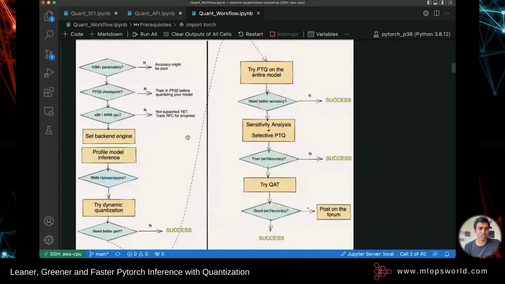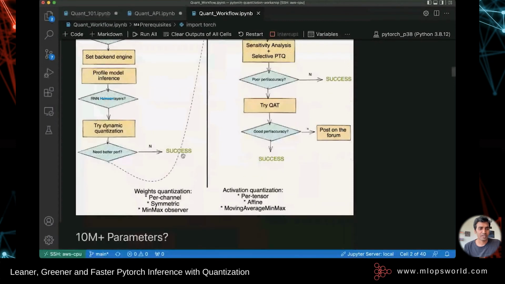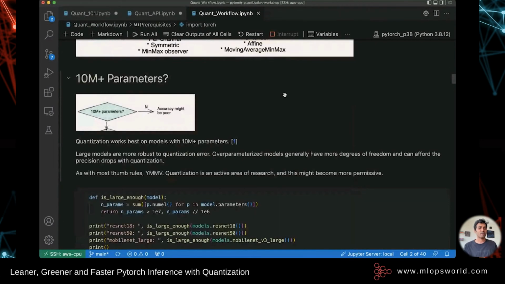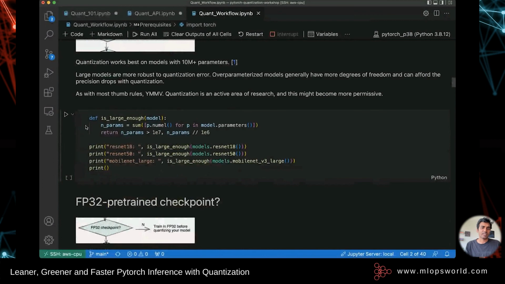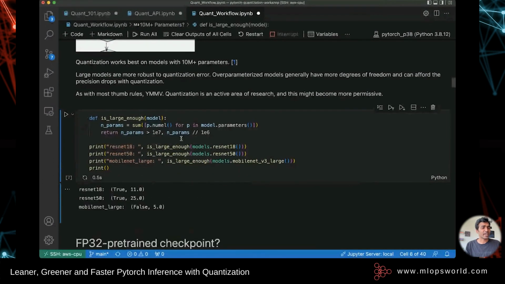So revisiting this flowchart, we're going to be going through this step by step. The first thing we want to see is if our model has more than 10 million parameters. The reason for this is that the larger the model, the more inherent redundancy there is in the parameters. So that gives us more degrees of freedom to drop precision. But again, it's a thumb rule. It's not strictly applicable. So take it with a grain of salt.